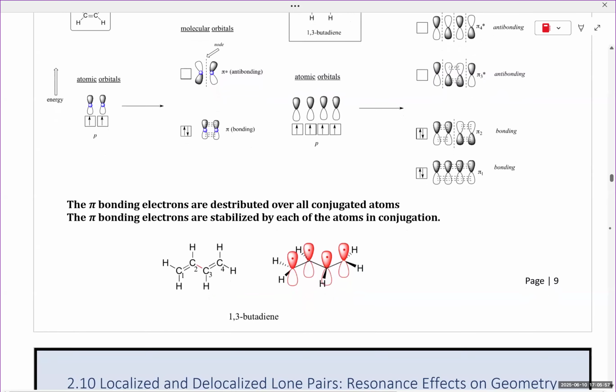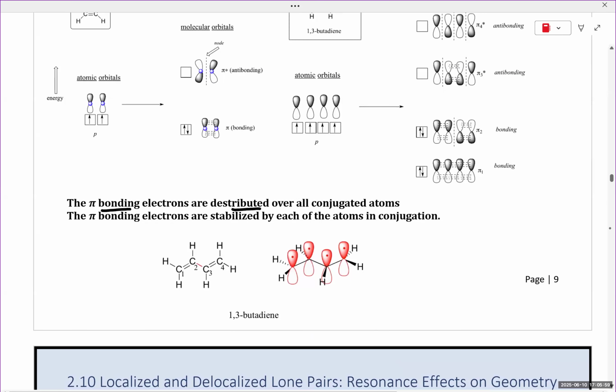Why is this? Well, pi bonding electrons are distributed over all conjugated atoms. And as such, the pi bonding electrons are stabilized by each of the atoms in conjugation. You can think of it as each of the atoms participating in the conjugated system contains a nucleus with a positive charge. Our negatively charged electron, because it can interact with more atoms, because it can be distributed across this pi system, is in turn stabilized by the nucleus of each atom participating in the pi system.